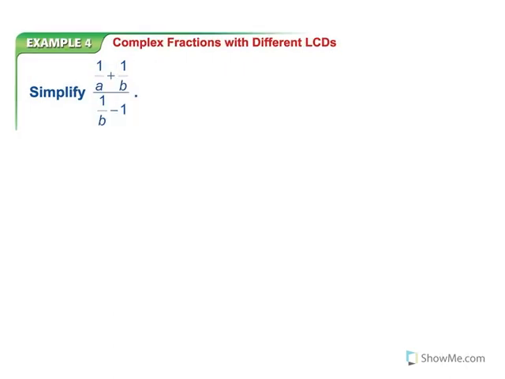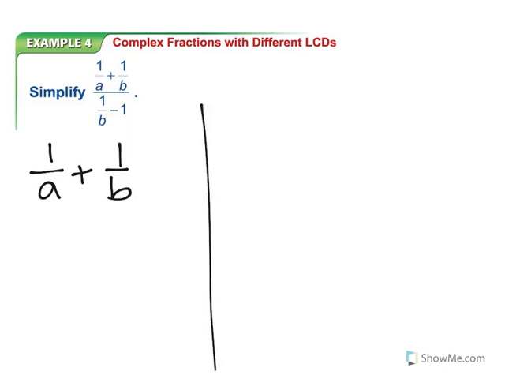All right, example number 4, we have complex fractions with different least common denominators. I'm going to break this up into 2 pieces. I'm going to use the 1 over a plus 1 over b, and I'm going to deal with this fraction first. And then I'll deal with the 1 over b minus 1 over 1, and then we'll put them together.